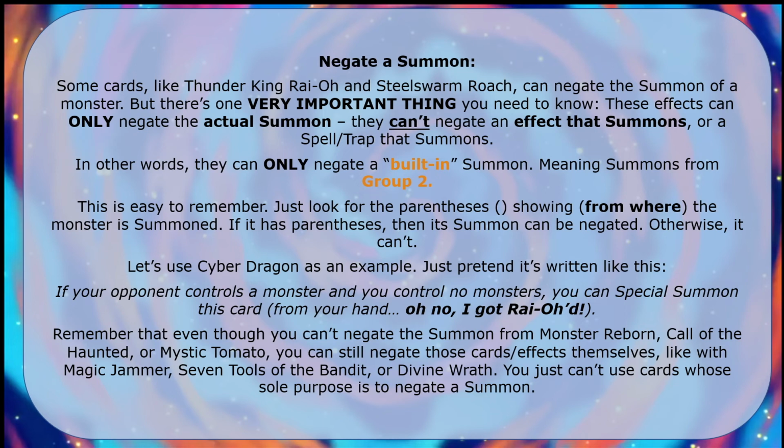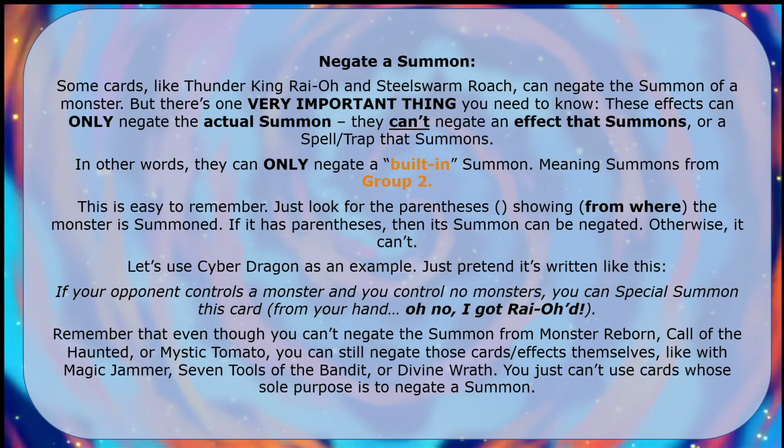So again, let's use Cyber Dragon as an example. Just pretend it's written like this. If your opponent controls a monster and you control no monsters, you can special summon this card from your hand. So damn it, my opponent just rioed me. But hey, they can, because it says from hand. It tells me from where it's going from, so now I know, alright, I can negate this.